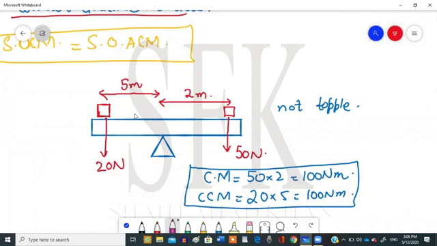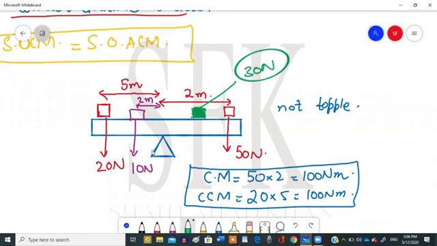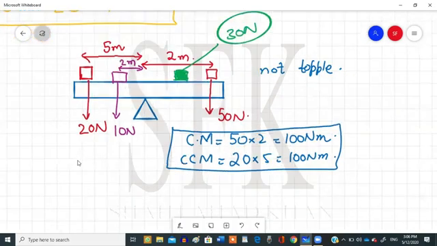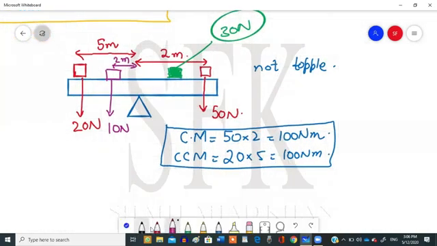Now, if I place another mass of, let's say, 10 newtons at a distance of 2 meters, and if I ask you where I should place a mass of, let's say, 30 newtons, let's say this green block over here represents a 30 Newton mass. Now, to keep this log in equilibrium, where should I place the 30 Newton mass? This can easily be calculated by using the principle of moments.